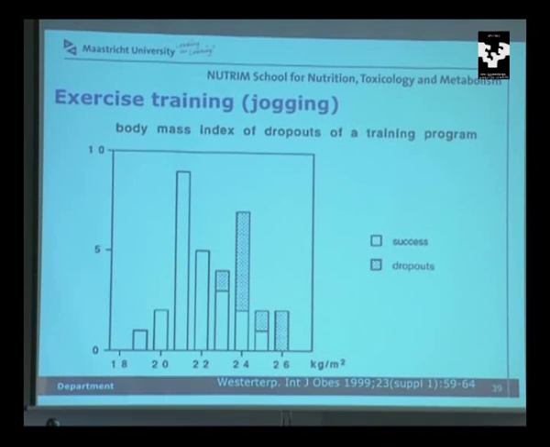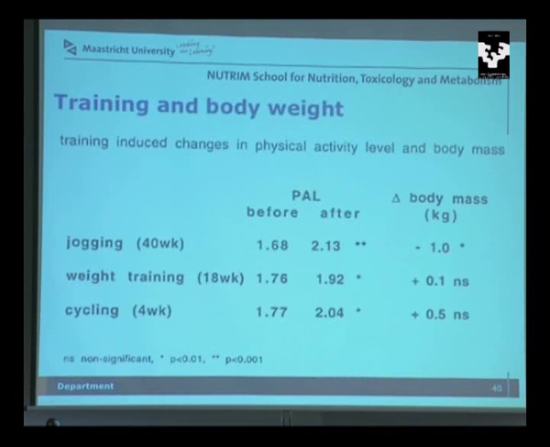And then the question is, is it efficient to exercise to lose weight? And these are 3 different studies. One was the jogging study from the previous slide, so it was 40 weeks of training. This is a weight training program, and there's a cycling training program. And this is the physical activity level. So what I said, 1.7 is about the average physical activity level in humans. And they all increase to a huge extent in their physical activity level. So 2.1, that is quite a lot. I can guarantee you have to move around quite a lot to achieve this physical activity level, or a 2.04.